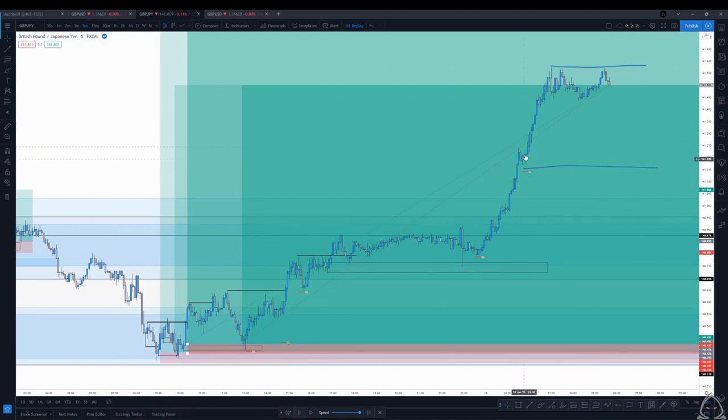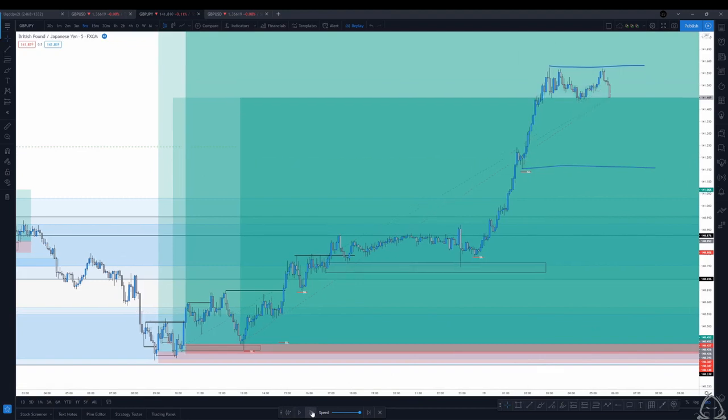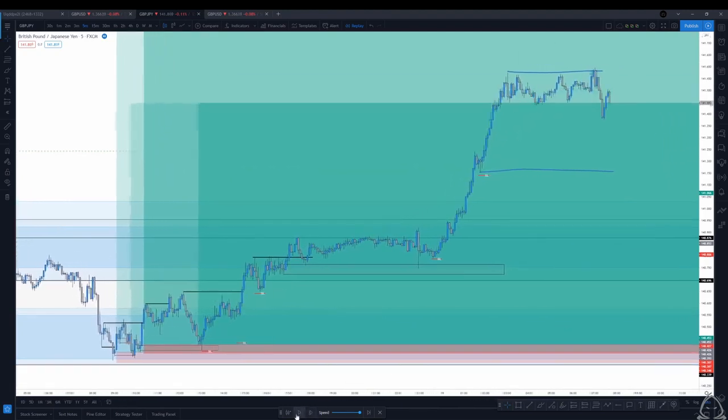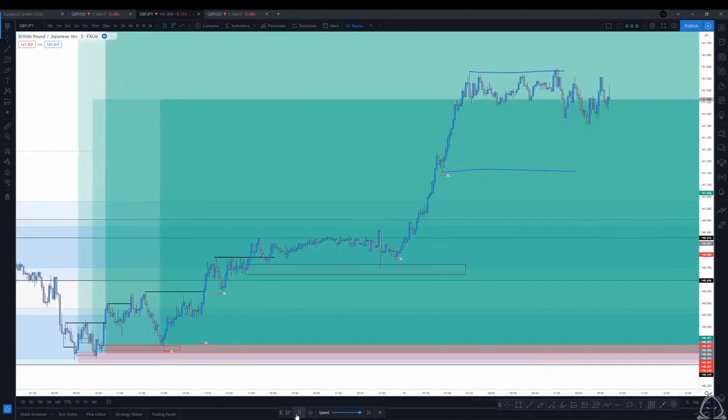And we can see that we do have a point of interest. So if we were looking for a potential scale in, that might be a good spot, but we'll see if price comes back to that spot. Let's keep playing price forward and see what happens.